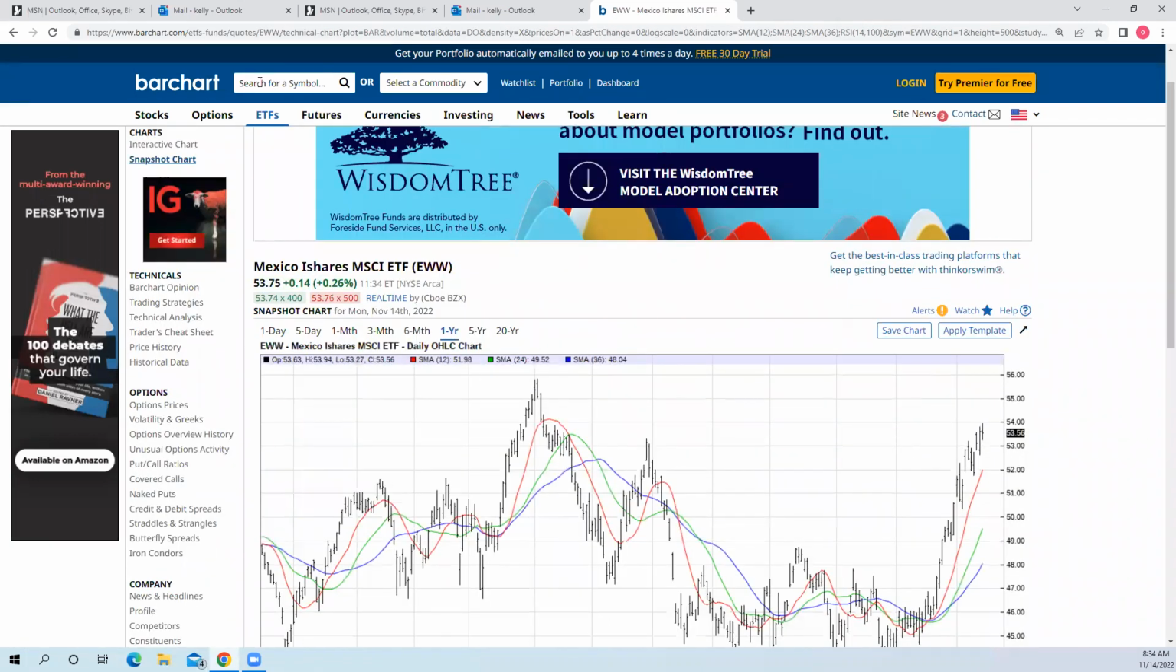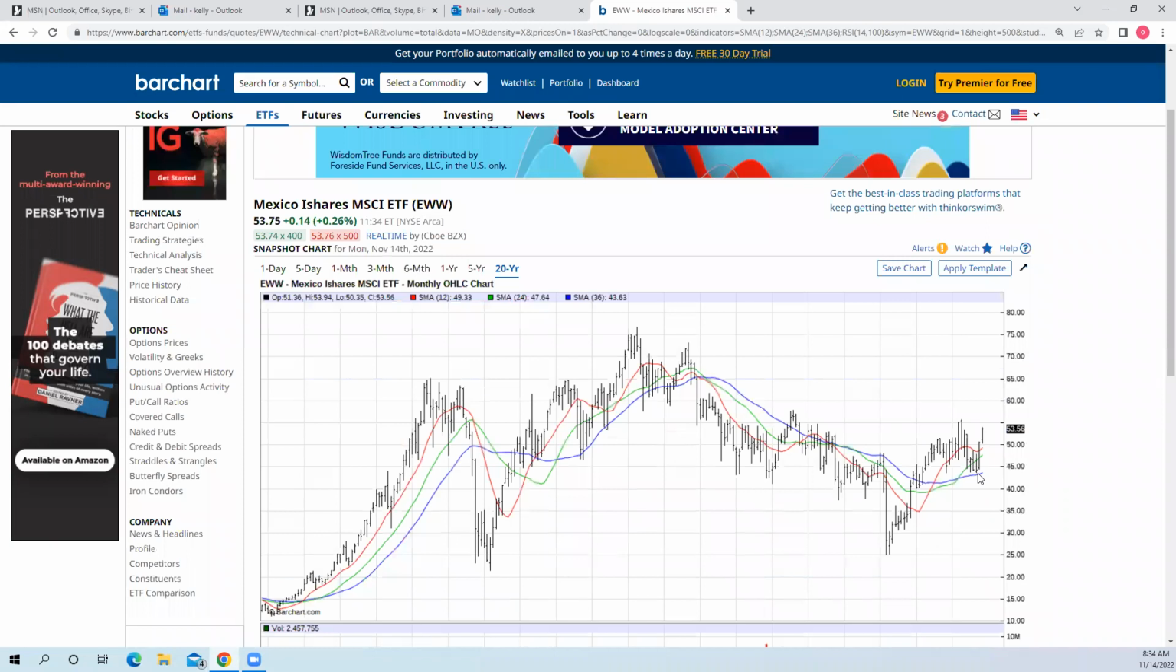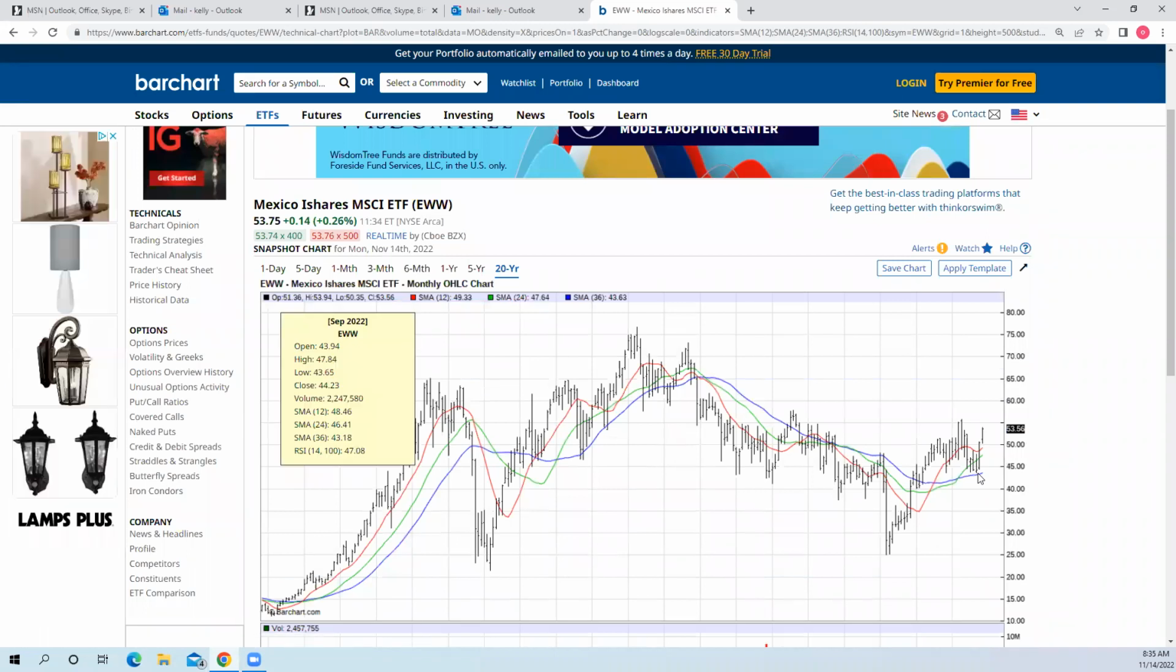Okay, but it is something on a pullback that probably has a pretty bright future because on a 20-year chart, you can see it does look pretty good. So again, this would be a buy the pullback type of thing, unless we break underneath the 44 number. So there's your line in the sand there.